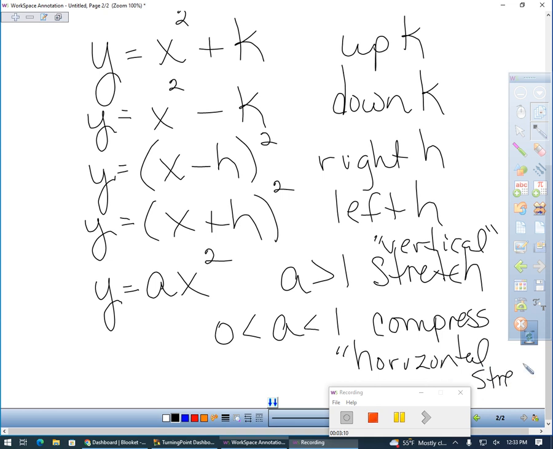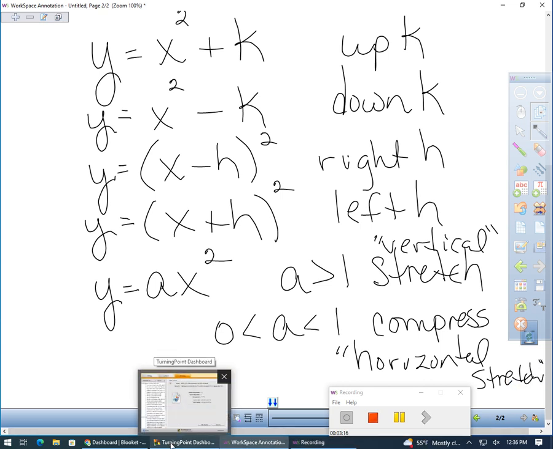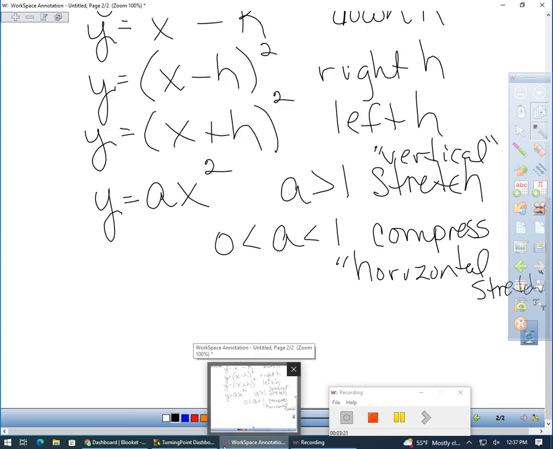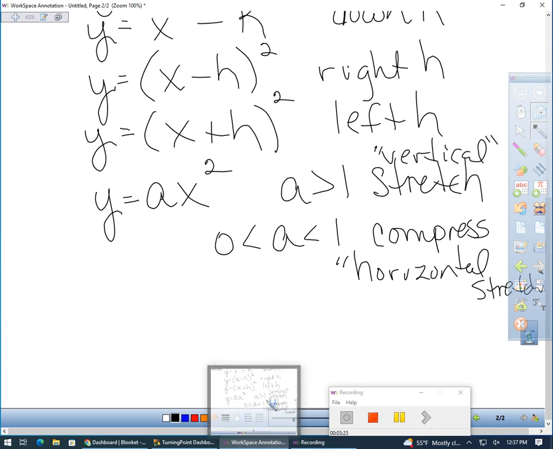Now, I am okay if you say compress, but if you were to look in the back of the book and compare your answers, just so you realize, that's what they're saying. When they say horizontal stretch, they are saying you're compressing it down. You're making it flatter. Okay?